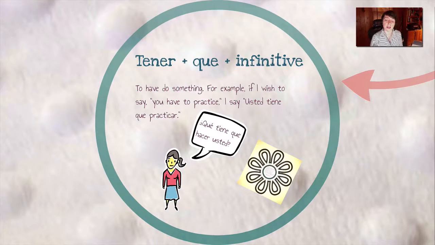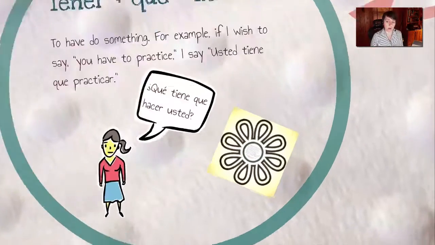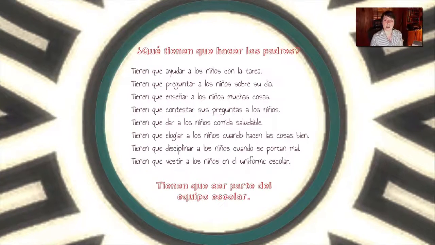¿Qué tiene que hacer usted? What do you have to do? We may find ourselves in a situation that we need to talk with parents about what their responsibilities are at home. Let's try a few of these using the tener que idiom. Remember, it's tener conjugated plus the pronoun que plus any infinitive or the unconjugated form of the verb. Repita, por favor.